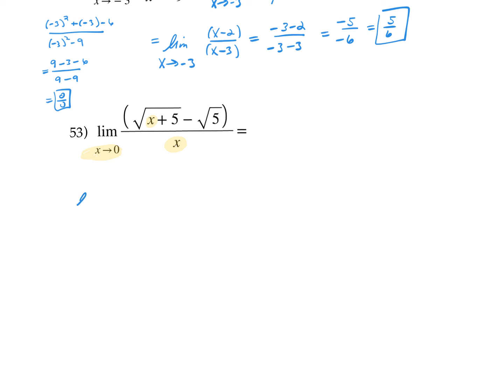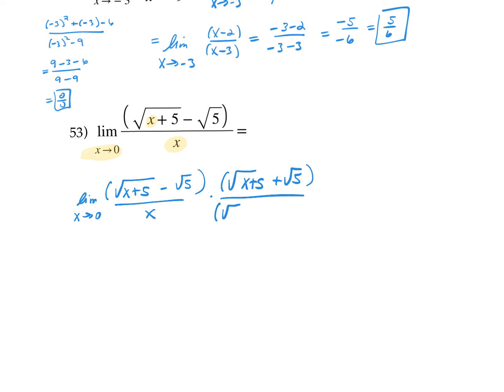We're going to have the limit as x approaches 0 of the square root of x plus 5 minus the square root of 5 all over x. And we're going to multiply by the square root of x plus 5 plus the square root of 5 over the square root of x plus 5 plus the square root of 5. Again, that's the conjugate. Okay? When we multiply by the conjugate, it's going to get really big and messy, and then we'll clean it up.